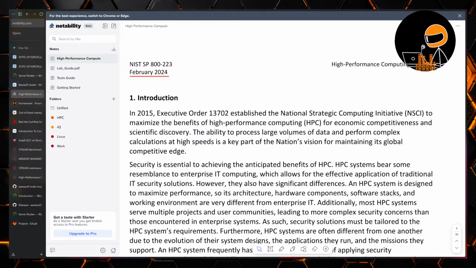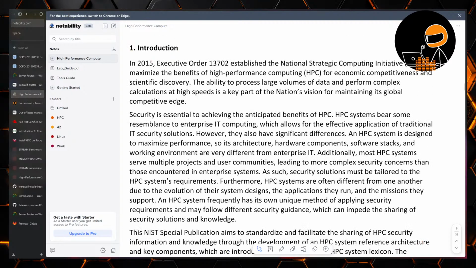The ability to process large volumes of data and perform calculations is a part of the nation's vision for maintaining its global competitive edge. Security is essential to achieving the anticipated benefits of HPC. HPC systems bear some resemblance to enterprise IT computing, which allows for the effective application of traditional IT security solutions. However, they also have significant differences. An HPC system is designed to maximize performance, so its architecture, hardware components, software stacks, and working environment are very different from enterprise IT.